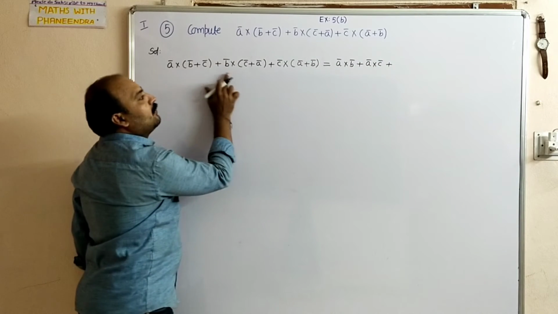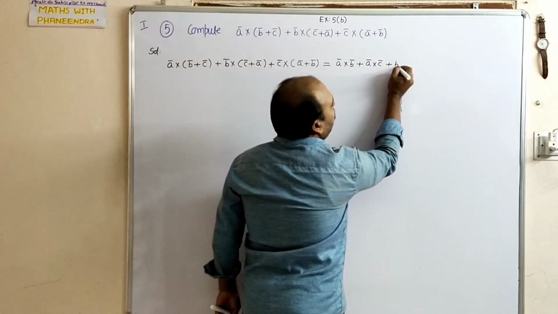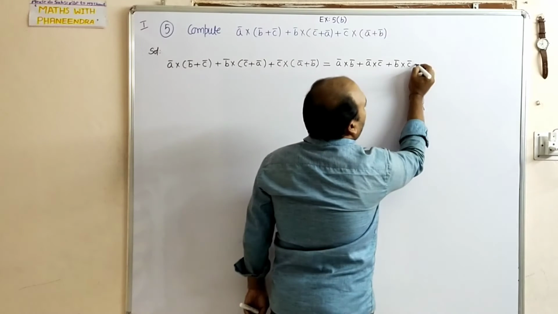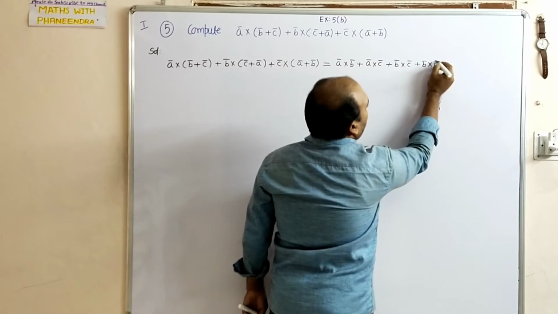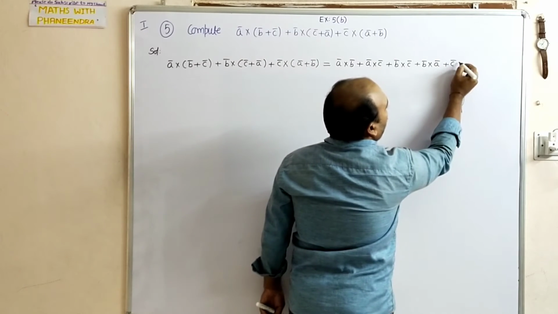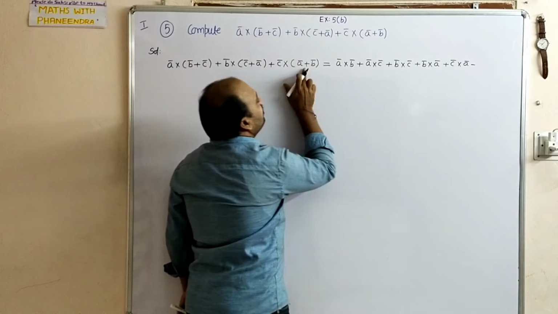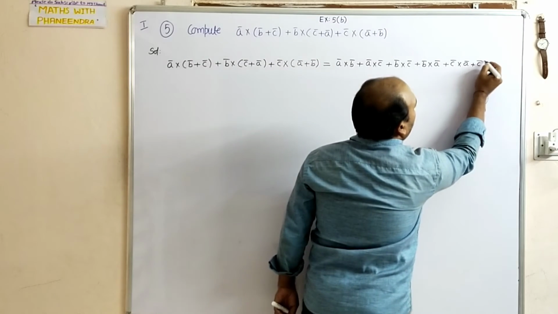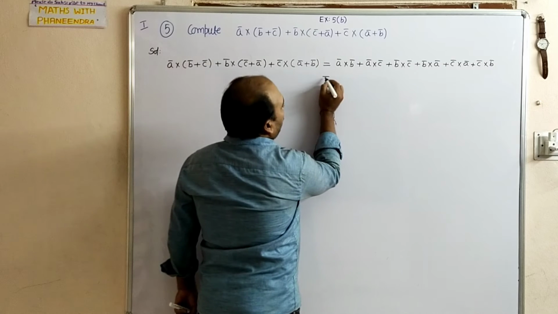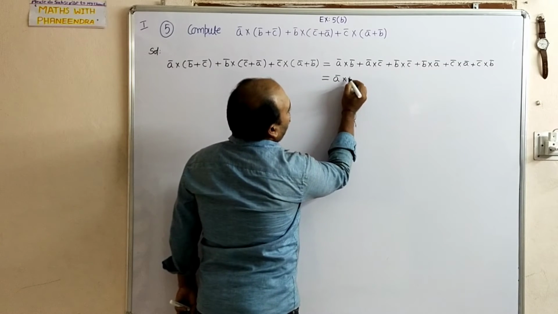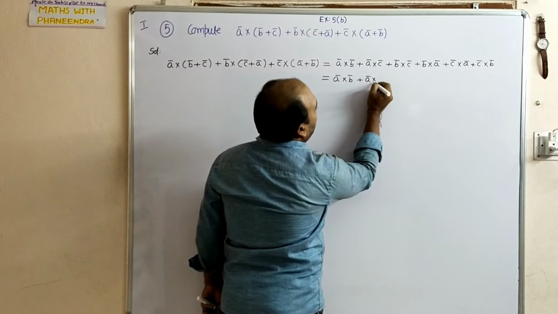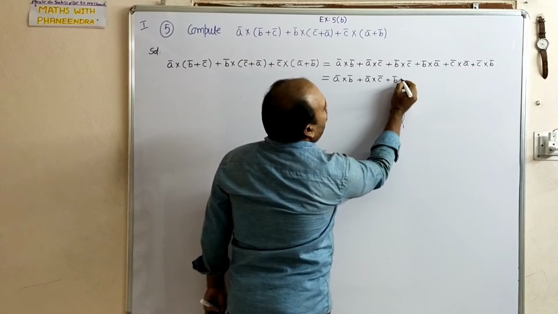Plus, come to the second one, B bar cross C bar plus B bar cross A bar, plus the third one, C bar cross A bar plus C bar cross B bar. So we have A bar cross B bar plus A bar cross C bar plus B bar cross C bar.